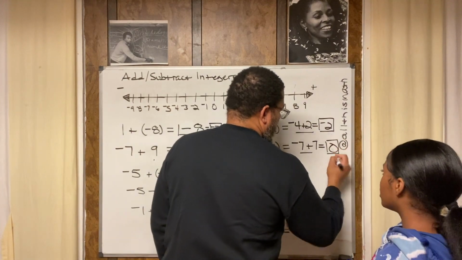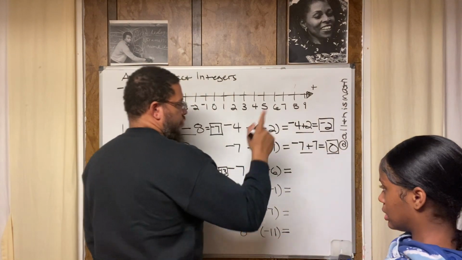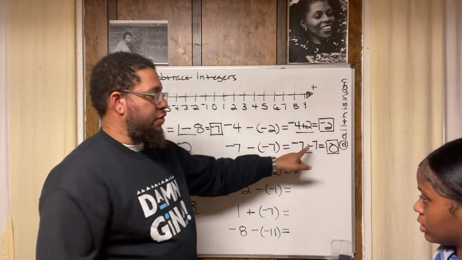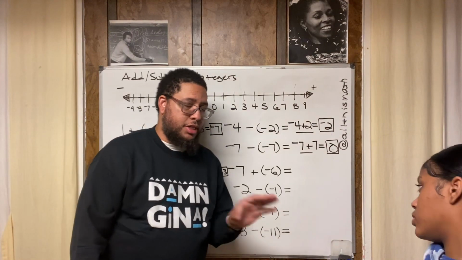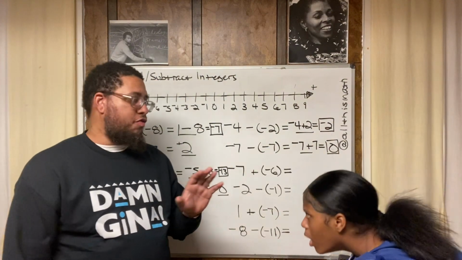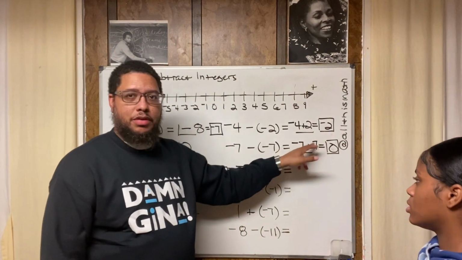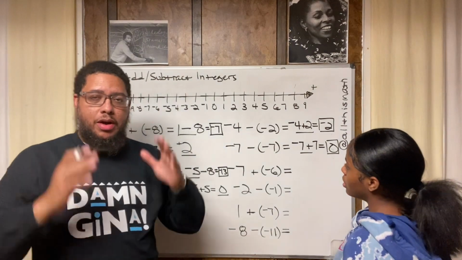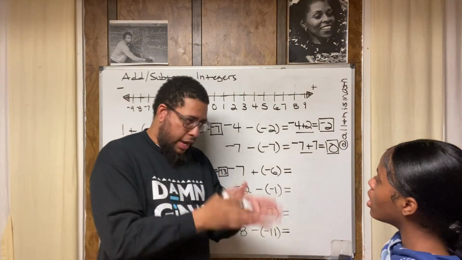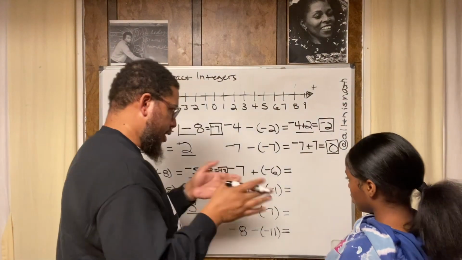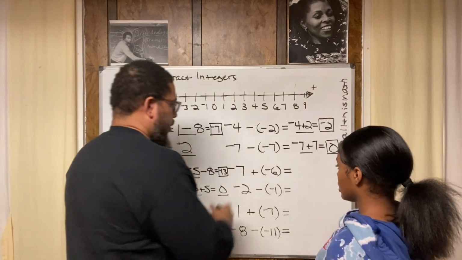Also, these are additive inverses. That's what these are called. -7 and +7 are called additive inverses. That's a sophisticated term for exact opposites. Additive inverses. Memorize that. You'll see that again.